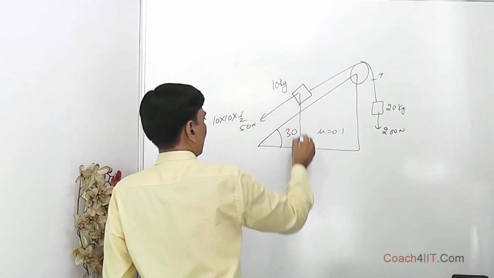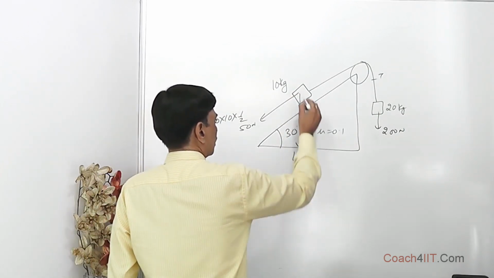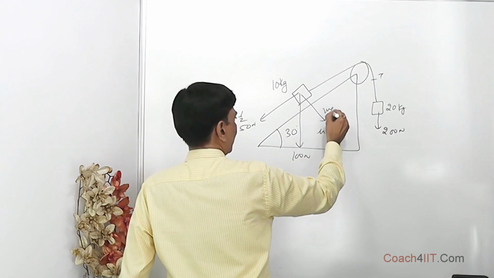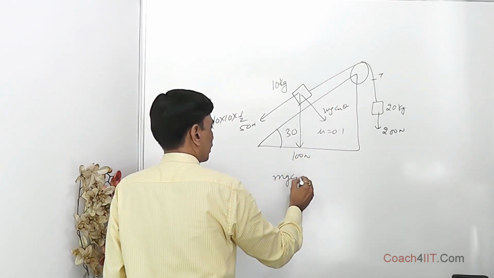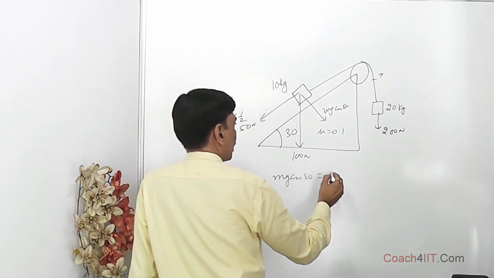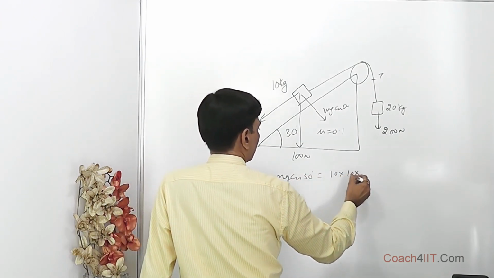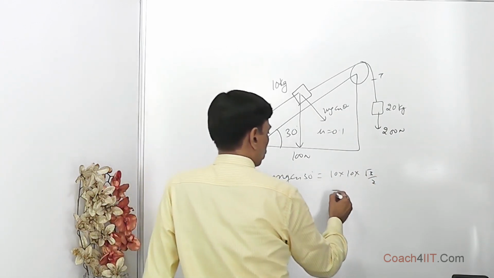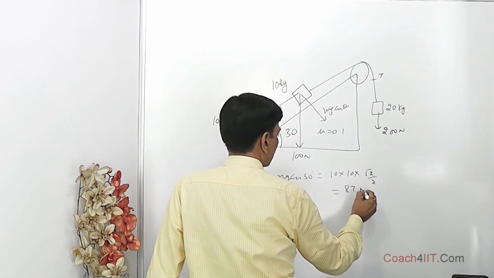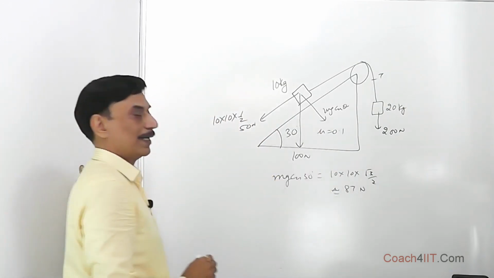Over here we have seen this is 100 Newton. Mg cos theta will be over here. That is this component, mg cos 30. M is 10, g is 10, cos 30 is root 3 by 2, and we have just done this, it comes out to be almost equal to 87 Newton. So this comes out to be 87 Newton.